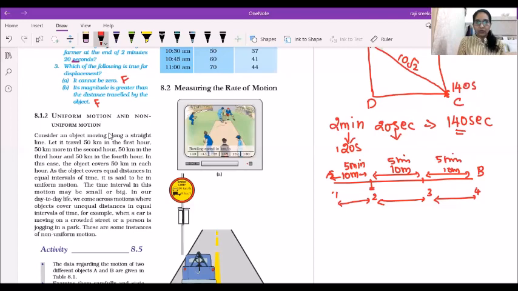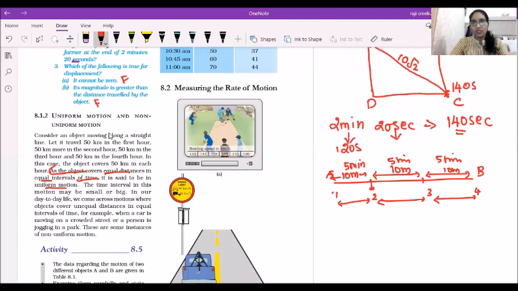Okay, so the definition is also given in the textbook: if an object covers equal distance in equal intervals of time, it is said to be in uniform motion. But most of the time, in this type of motion, you can see that the time interval will be very small. The time interval may be small or big. In your daily life we cannot see this type of motion, so you should just know what the term uniform motion means.